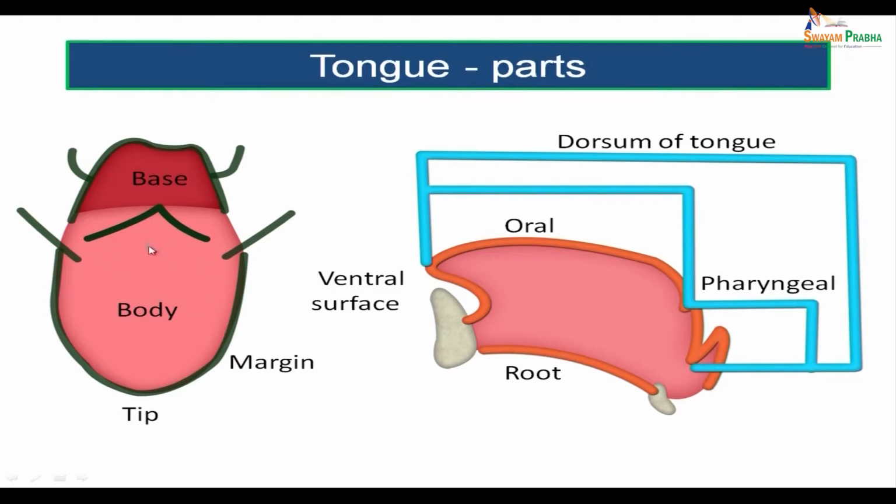On the dorsum of the tongue, you see a prominent V-shaped sulcus. This sulcus here is called the sulcus terminalis.